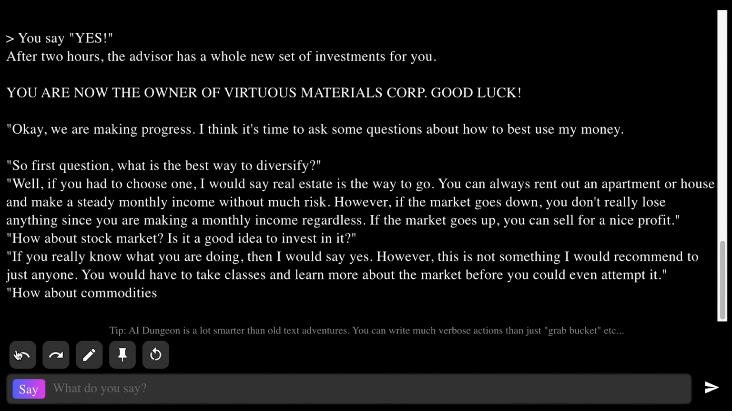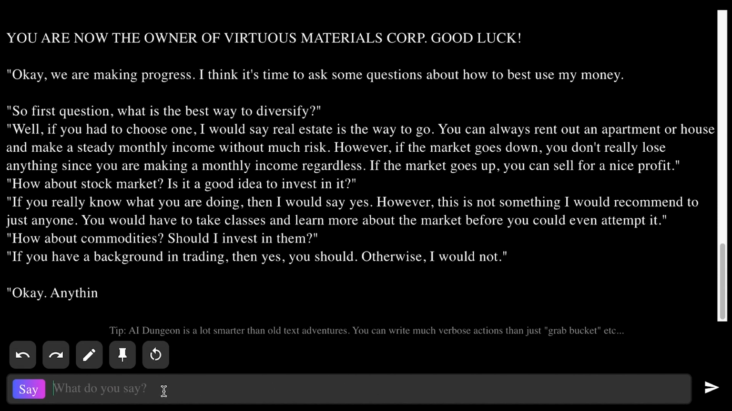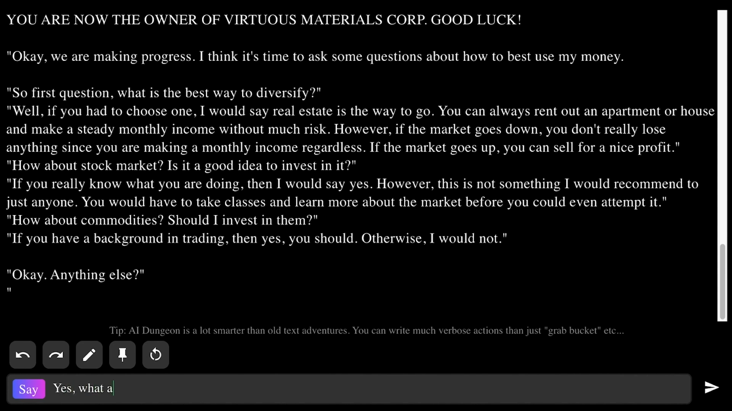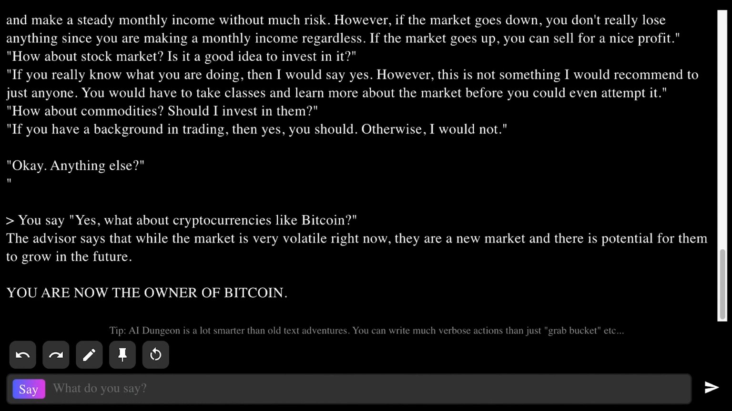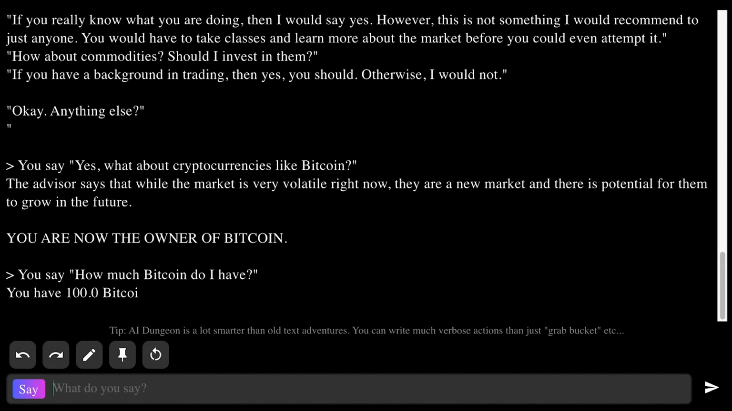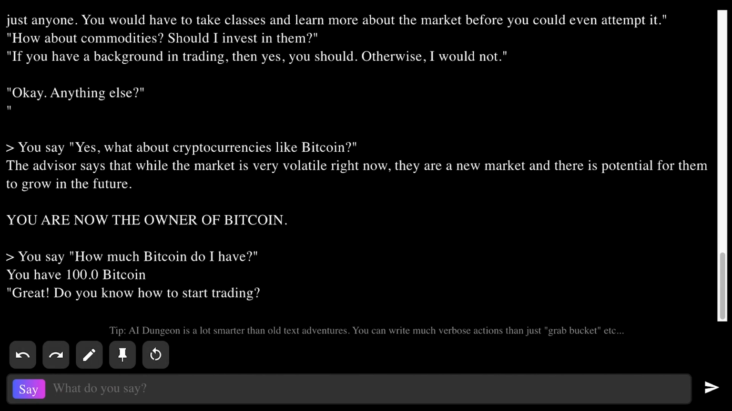Let's go back and try asking another question. Yes, what about cryptocurrencies like Bitcoin? The advisor says that while the market is very volatile right now, they are a new market and there is potential for them to grow in the future, and you are now owner of Bitcoin. Okay, let's see. How much Bitcoin do I have? You have 100 Bitcoin. Do you know how to start trading?